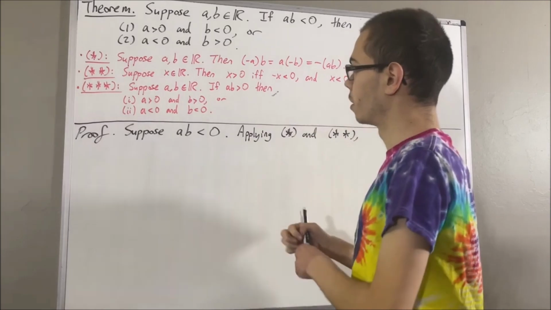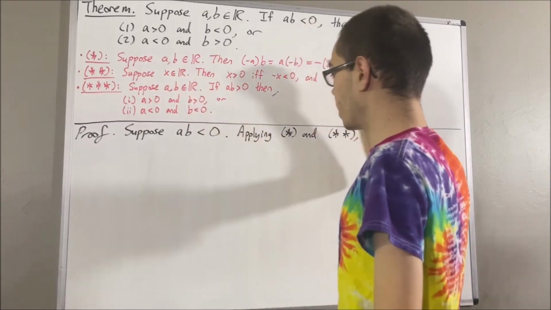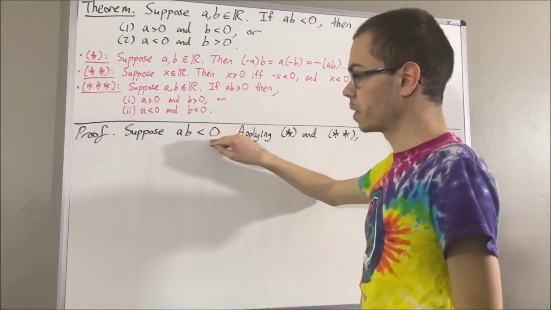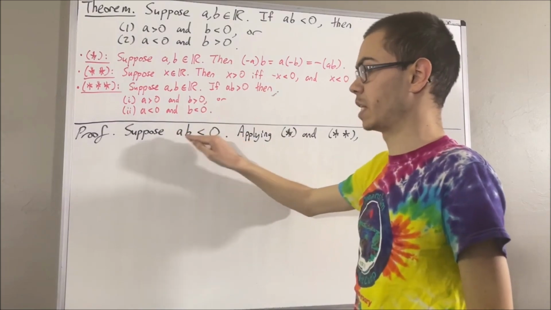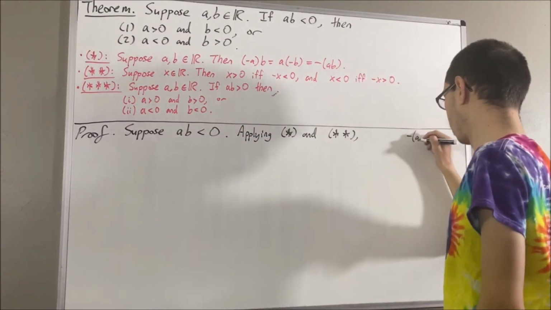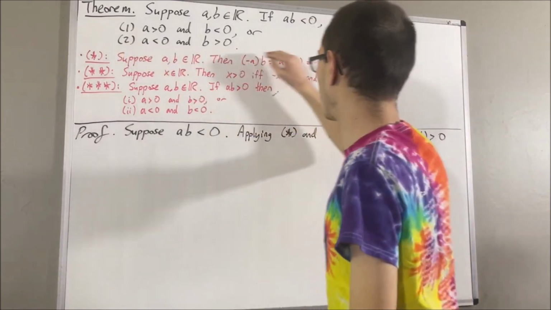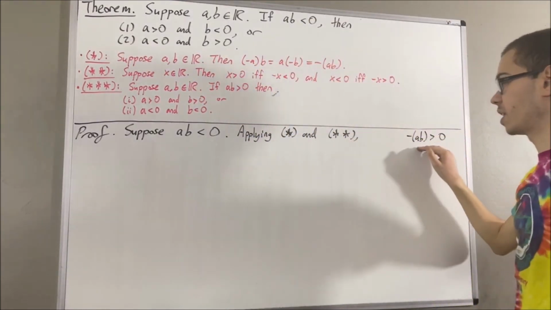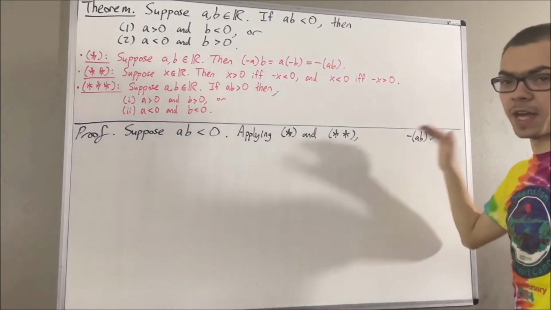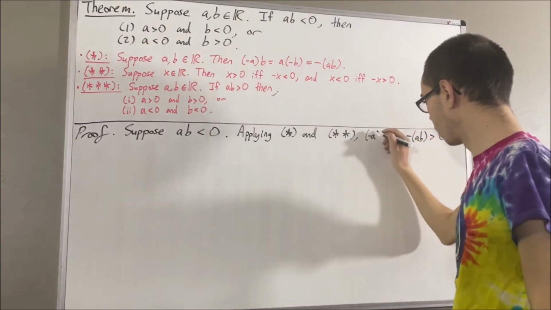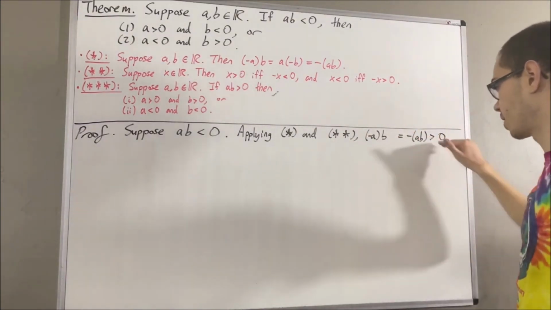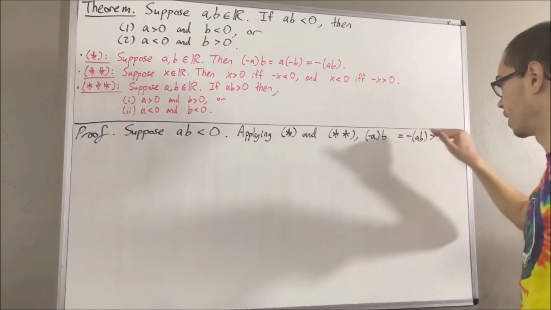First of all, by star star, since ab is less than 0, this tells us that the negative of ab is greater than 0. And according to star, the negative of ab is equal to the negative of a times b. So this tells us that the negative of a times b is greater than 0.